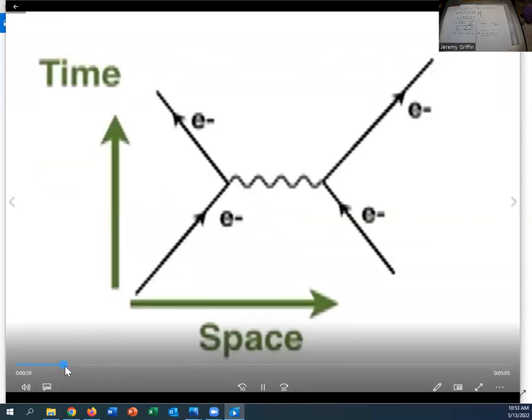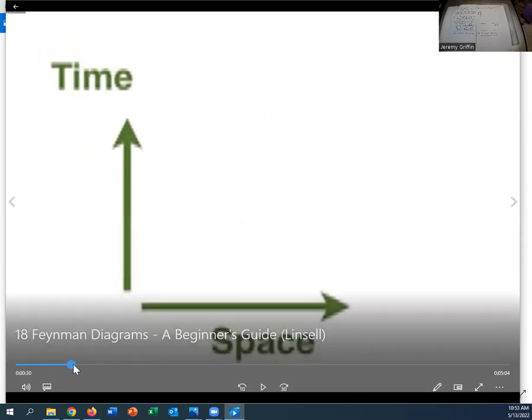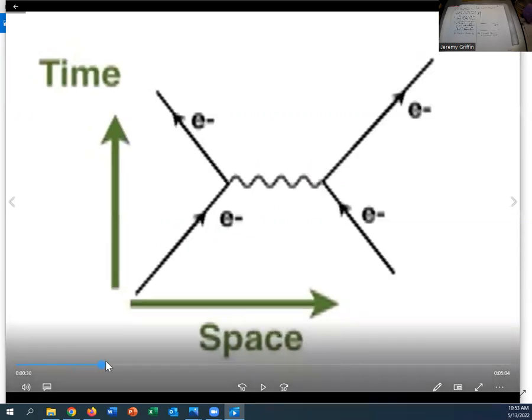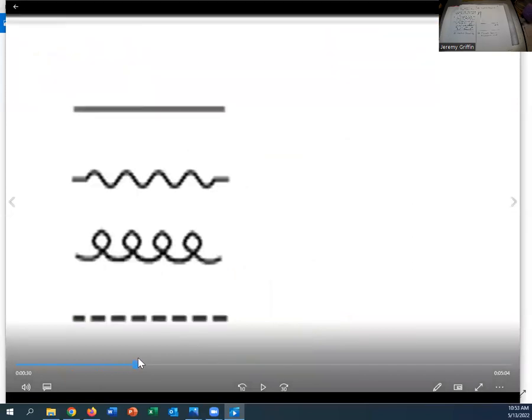You guys see how time passes forward, moving up this graph, and then to the right is a spatial dimension, maybe like one axis. And here there are two electrons interacting. So how does this work? We've got two electrons, they interact, and this wavy line here is a photon. There's a diagram somewhere here that will list this out. There you go, it represents energy exchange.